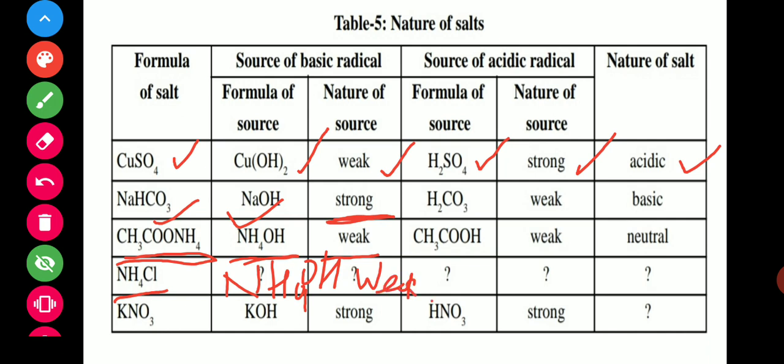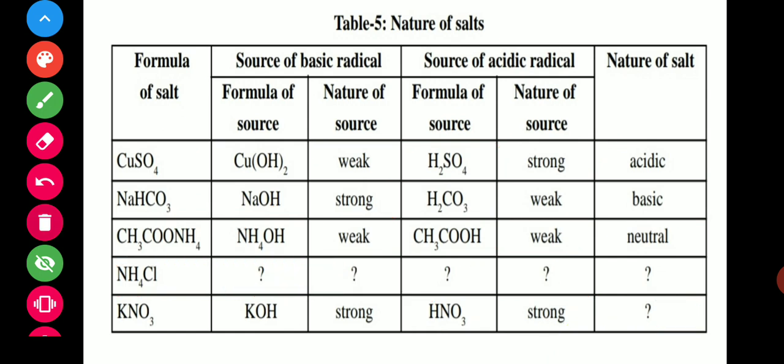Now here is an acid, this is carbonic acid, it is weak, and the salt is basic in nature. Now come to acetic acid, it is weak, and the salt is neutral. This is your nitric acid, it is strong. The nature of the salt is acidic. So you can check with the help of this table.